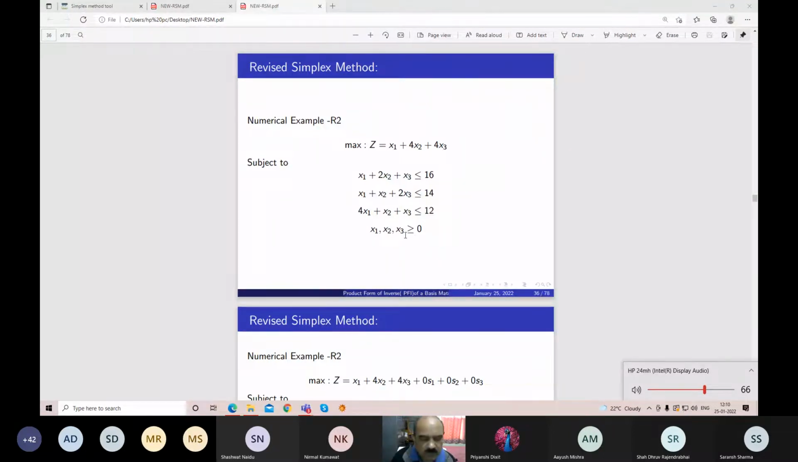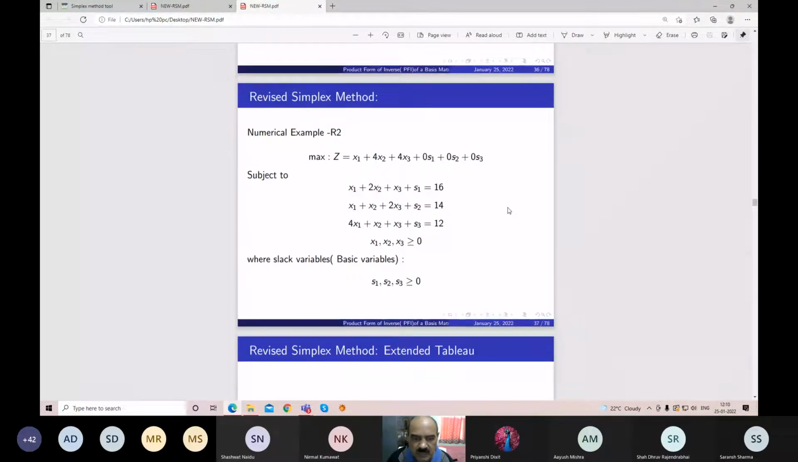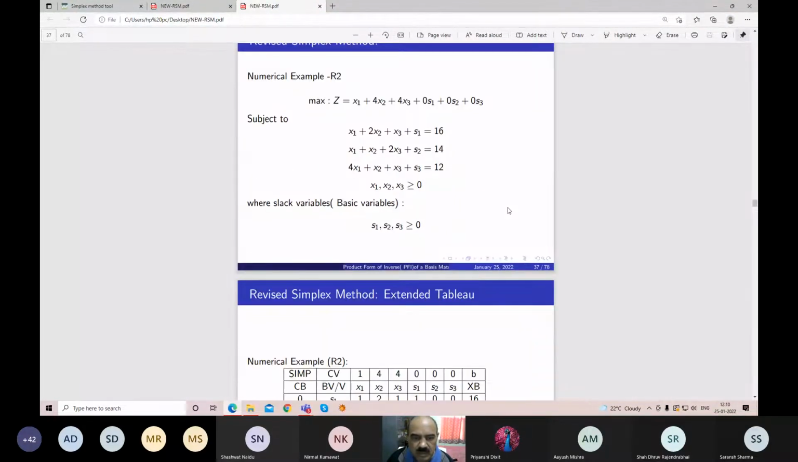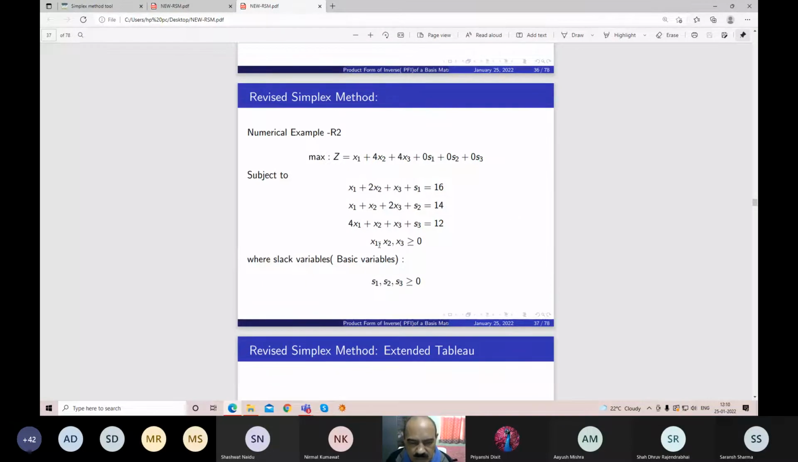Once you are introducing slack variables, 3 slack variables S1, S2, S3, the problem can be written in this manner. This is all right?